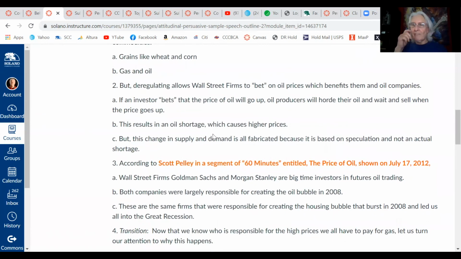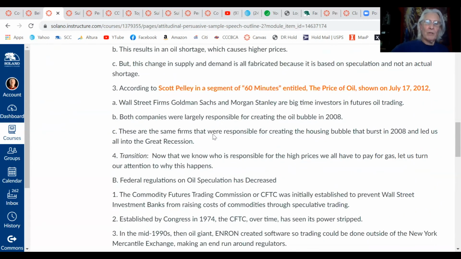I want to make sure that I have at least one source citation to support that main point, and I want to have a transition that leads into the next argument. And a little trick with transitions in an attitudinal persuasive speech. Typically with a transition, a good transition tells us the title of the main point we're leaving and the title of the main point we're going into.